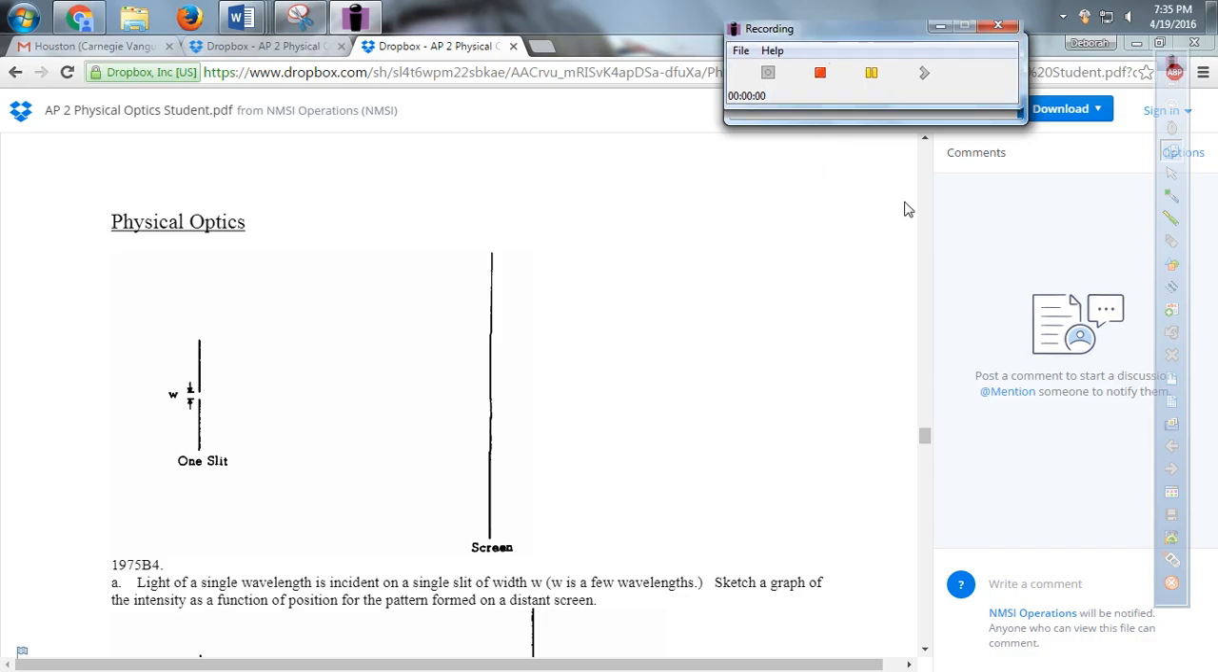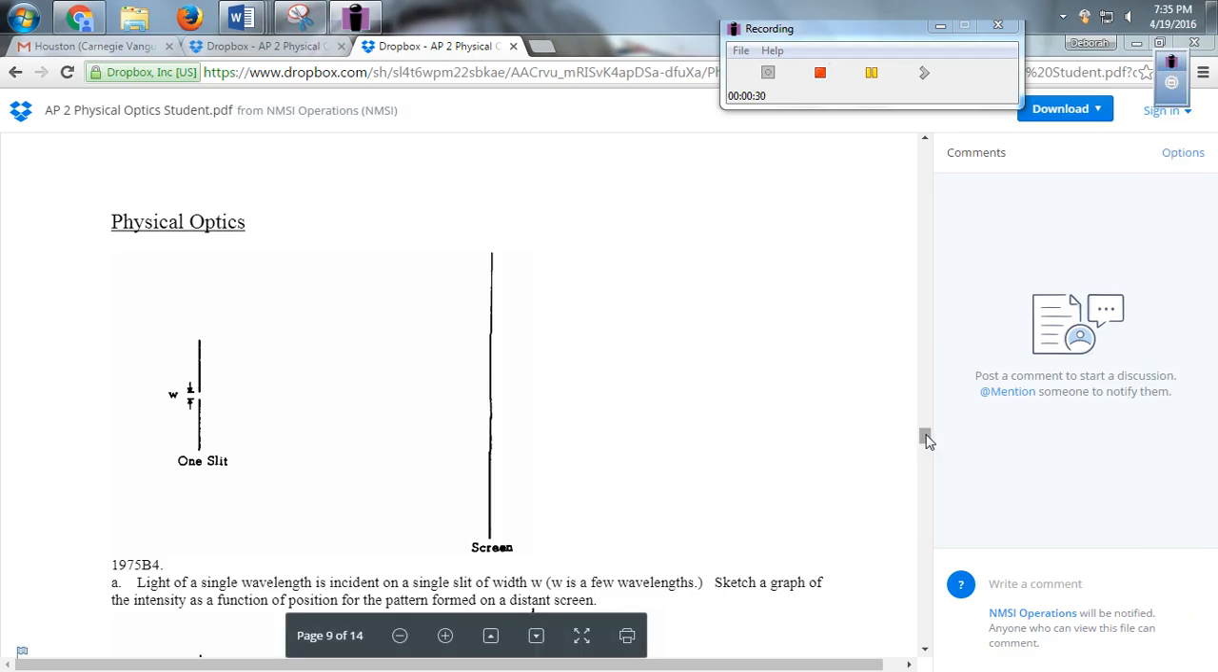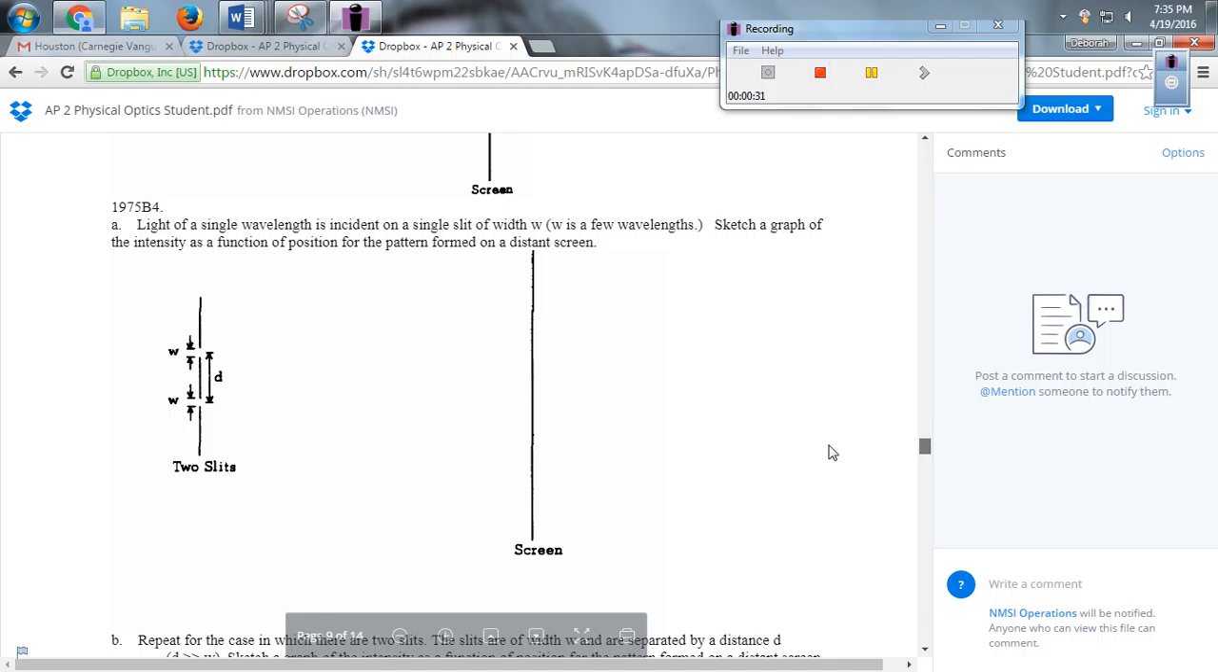Okay, so I should be recording physical optics, pre-response problems. The very first one is from 1975, B4, and it gives us a screen and a 1 slit. And then if you scroll on down, there's a screen and a 2 slit. They want you to sketch a graph of the intensity as a function of position for the pattern formed on a distant screen. And then they want you to do the same thing, but this time for the 2 slits.